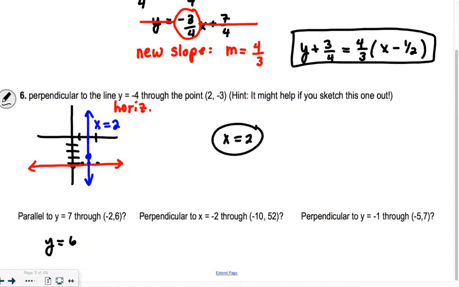So the next one, perpendicular to x equals negative 2 through negative 10, 52. So Lucy, what do you think? So perpendicular to x equals. Is that an x equals or a y equals? Nope. Why? Because it's perpendicular to it, right? So it's y equals. And what's the y value? 52.